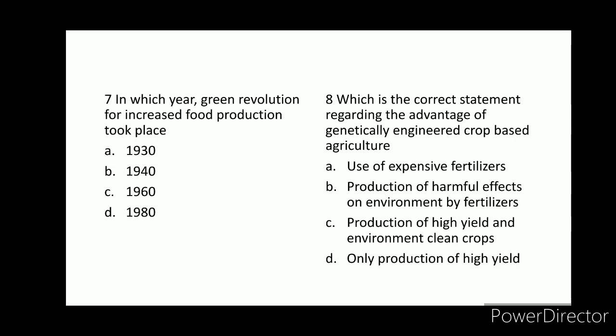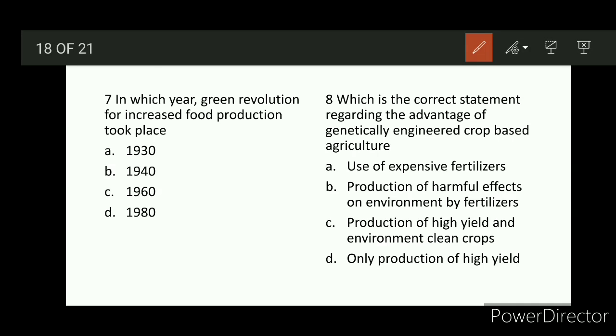Question number 7. In which year did the Green Revolution for increased food production take place? Option A, 1930. Option B, 1940. Option C, 1960. Option D, 1980. The Green Revolution took place between the 1950s and 1960s. So option C is the right answer, that is 1960.